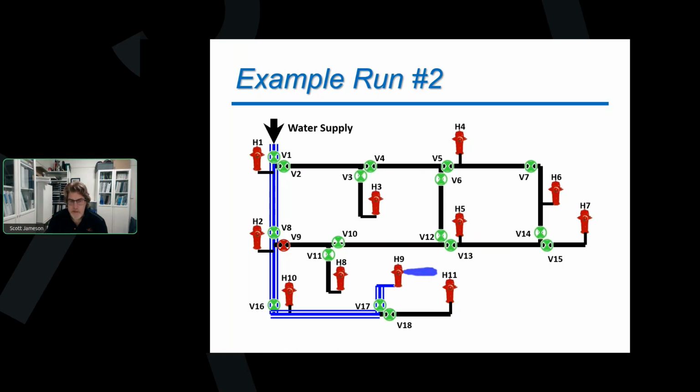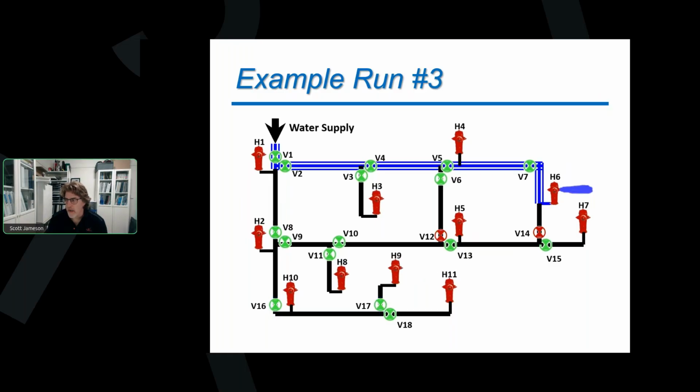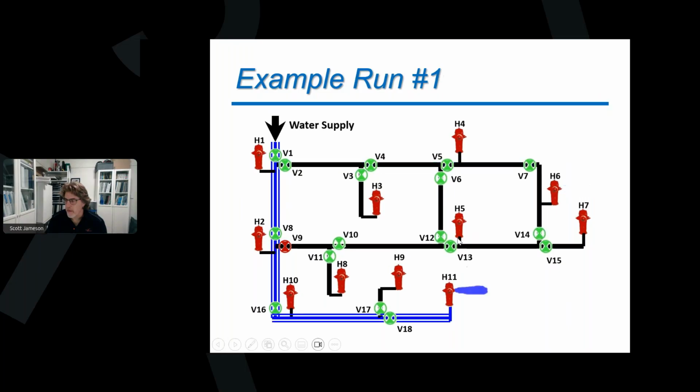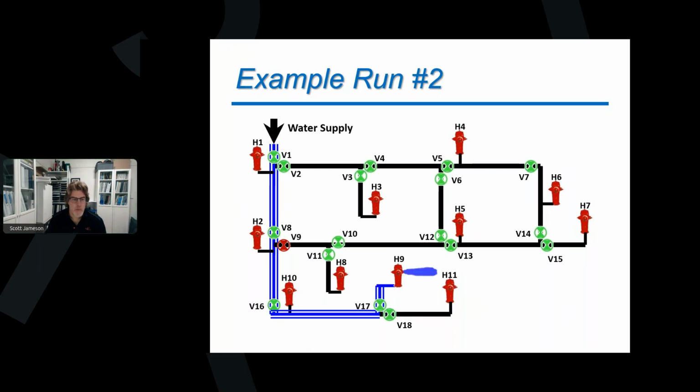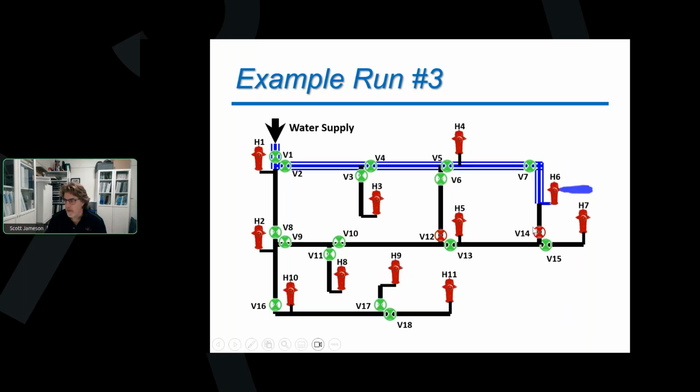So now I can go and start doing the loop here. Right? So I'm going to draw it out. In this case here, I'm going to go all the way to hydrant number 6. I'm going to go right across the top. And I'm going to close valve number 12. Whoops, sorry, I went backwards there. And I'm going to close valve number 14.